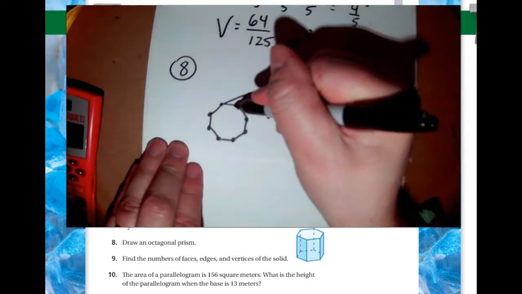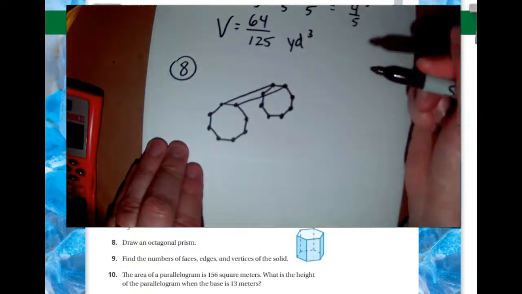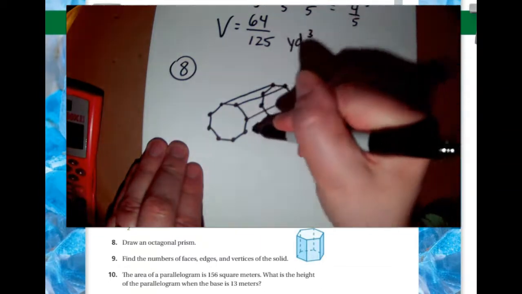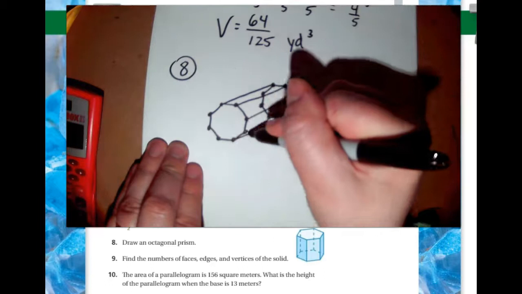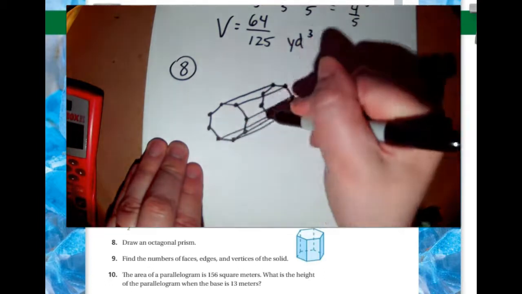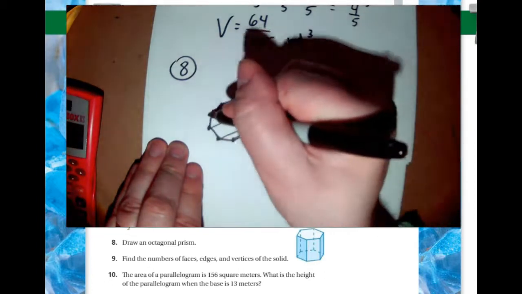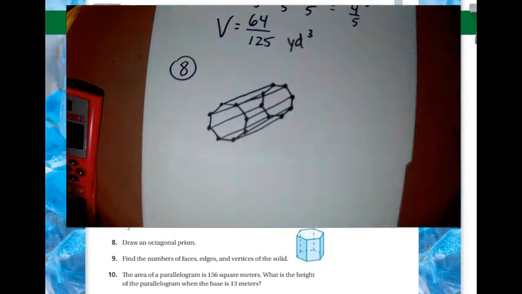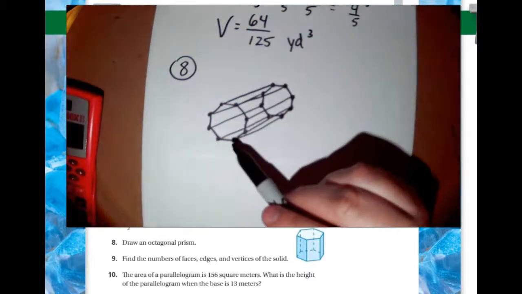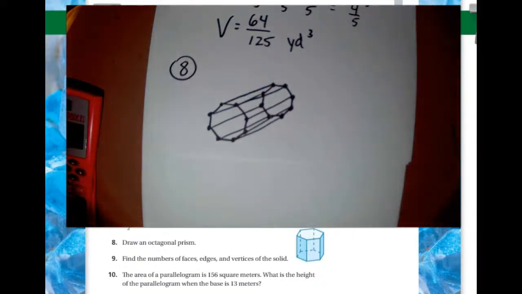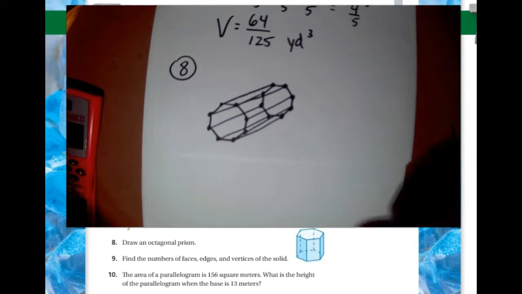I'm going to go with my upper right one and connect them. There we go. And just kind of make my way around the octagon, connecting all these dots. Now that looks kind of crazy on my page. Remember, if I had the ability to erase some of these lines, we could erase some of those invisible lines to make it a little bit easier or clearer to see. But that is an octagonal prism for number 8. Let's move on and take a look at number 9.